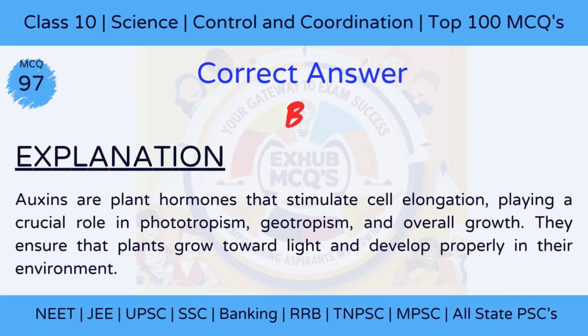The correct answer is option B, stimulate cell elongation. Explanation: auxins are plant hormones that stimulate cell elongation, playing a crucial role in phototropism, geotropism, and overall growth. They ensure that plants grow toward light and develop properly in their environment.